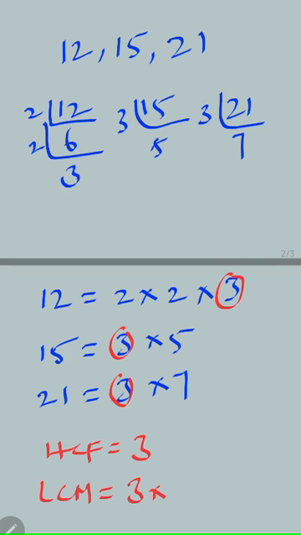But for LCM, what are the remaining factors that we have to multiply? So 2 into 5 into 7. If we multiply all these numbers, 3 twos are 6, 6 twos are 12, 12 fives are 60, 60 sevens are 420. So this is the LCM of the given three numbers, and HCF is 3. HCF means highest common factor. That means 12, 15, 21 are all divisible by 3. So in this way we can find it.